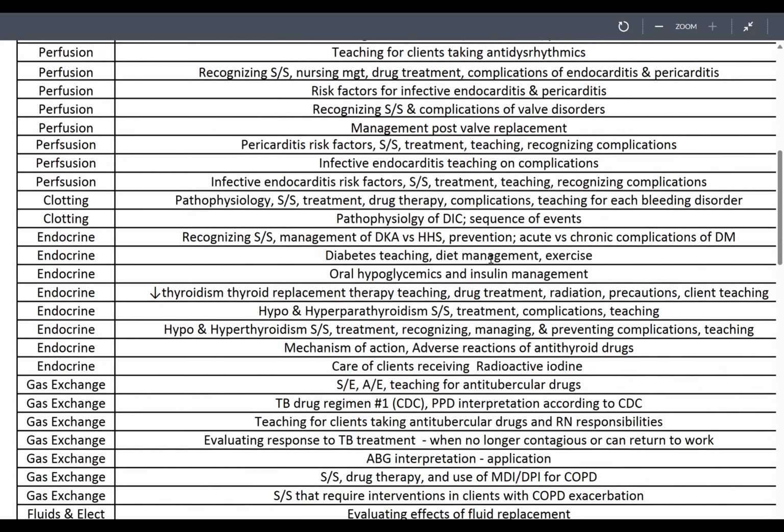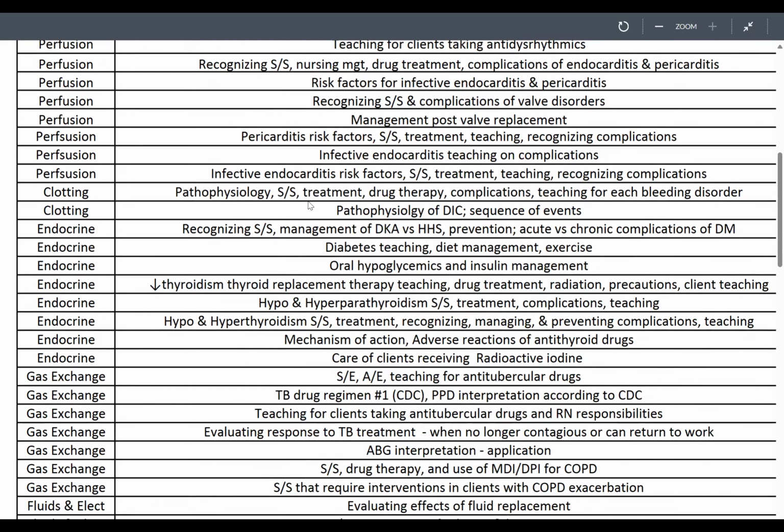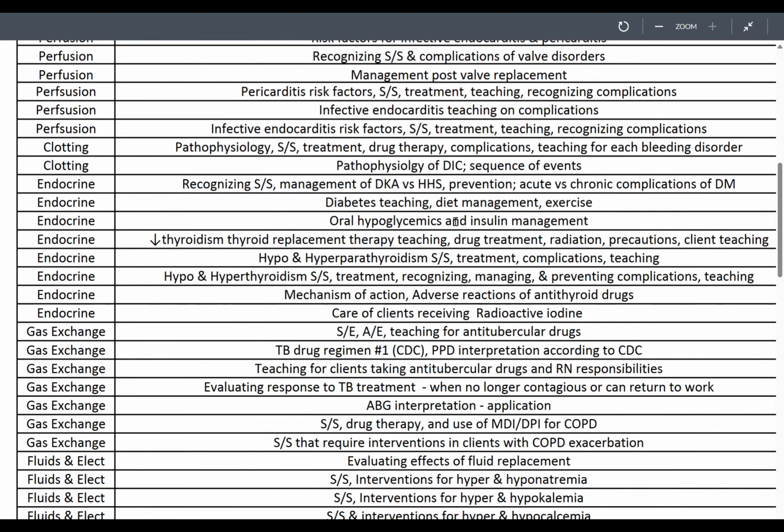And we have for the presentation only these two. Oh, the DIC. Well, each bleeding disorder, so it'll be all four. So DIC, ITP, hemophilia, and HIT. Then for the endocrine, we got DKA, HHS, also hypoglycemia. Then we have thyroid and parathyroid disorders.